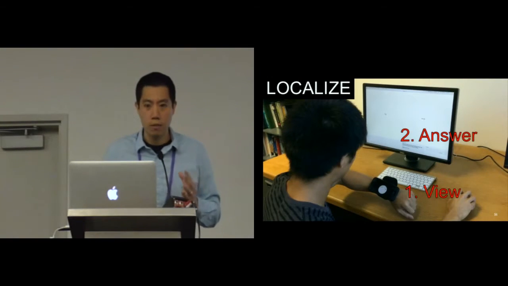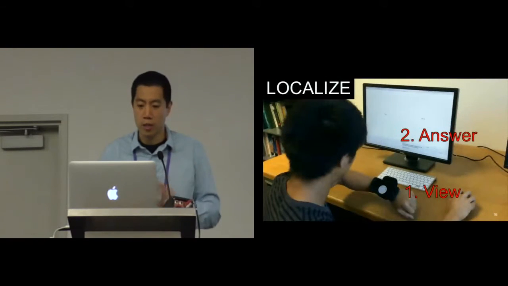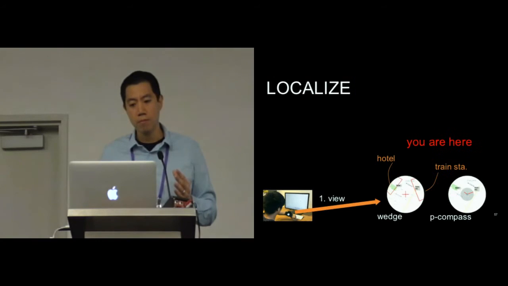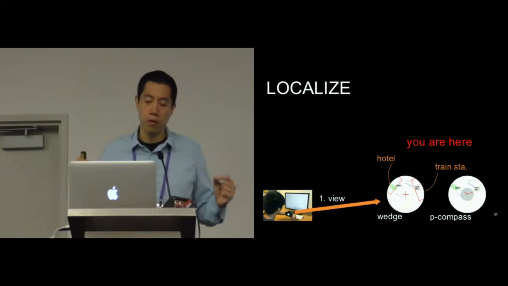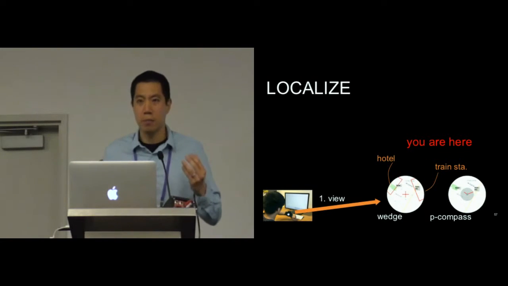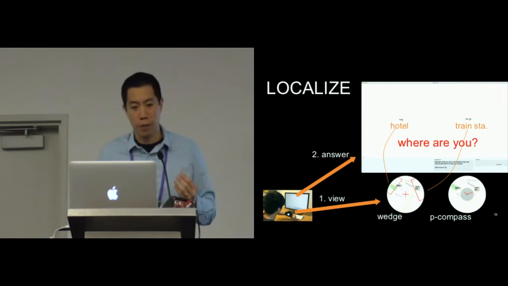For Localize, the participants view the visualization on a smartwatch, emulated on a smartphone, and input the answer on a nearby computer. On the smartwatch display, the participants see the visualization showing the relationship between two off-screen locations, a hotel and a train station, with respect to the display centroid, which indicates the participant's location. The participant's task is to estimate where she is with respect to the hotel and the train station on a desktop monitor.